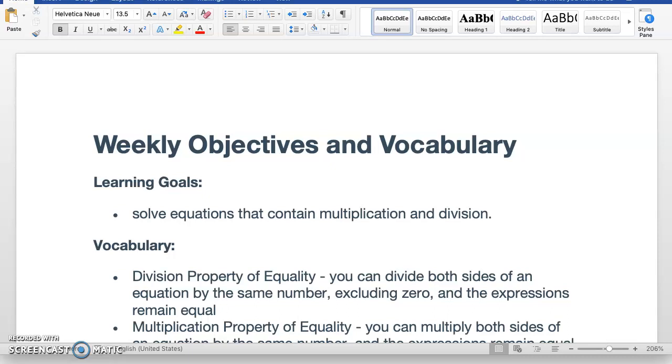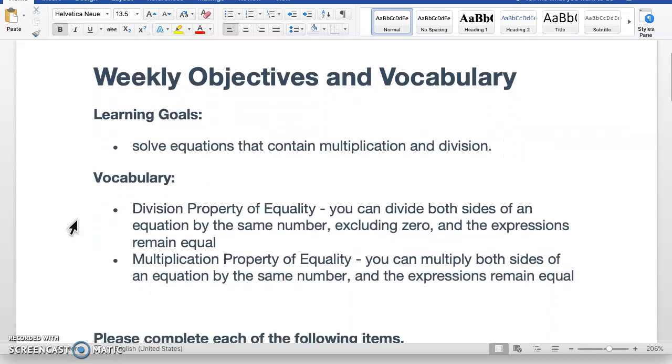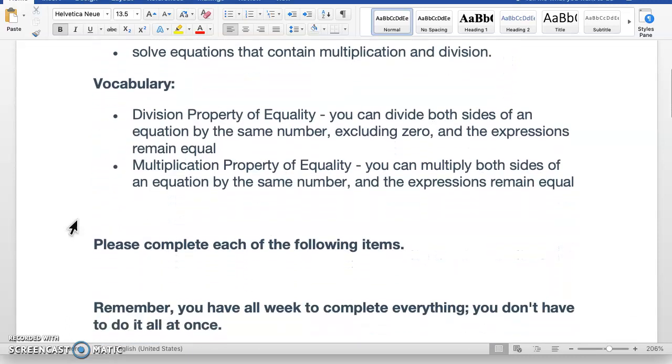So, anywho, here we have our weekly objectives and vocabulary. Guys, we only have one learning goal for this week: solve equations that contain multiplication and division. You'll see in our vocabulary list, there's two of them that were on your video before: division property of equality, and the multiplication property of equality.